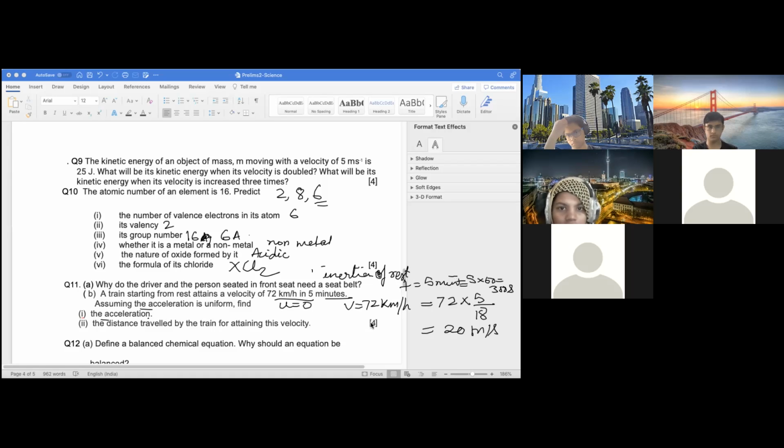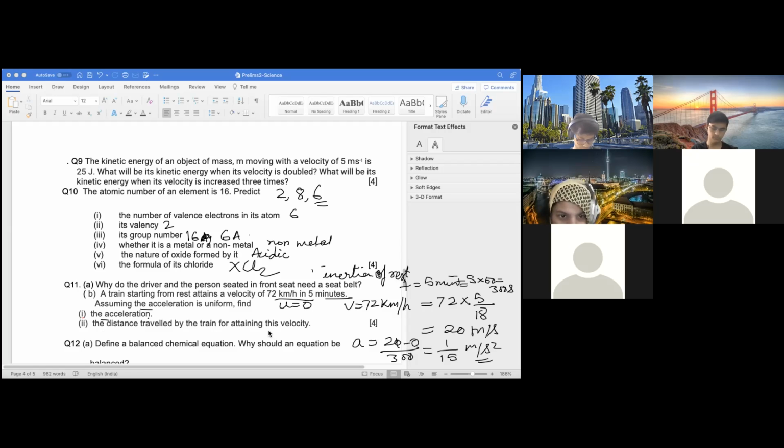Acceleration is v minus u by t. So a is equal to 20 minus 0 by 300. How much we are getting? 1 by 25 आ रहा है ना? नहीं, 1 by 15. 1 by 15 meter per second square. So this way is also correct.